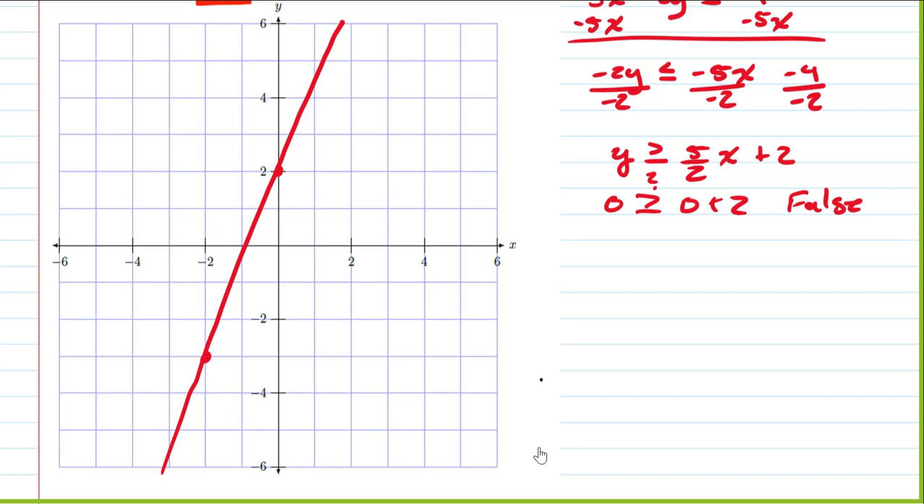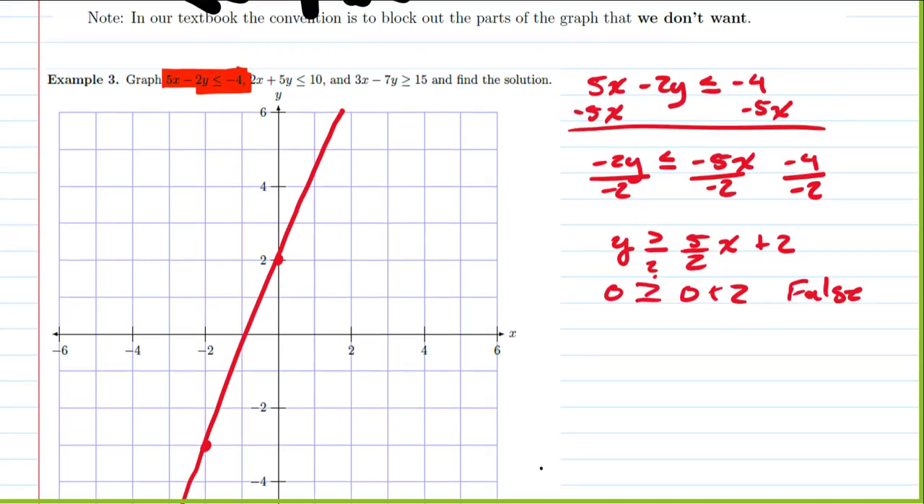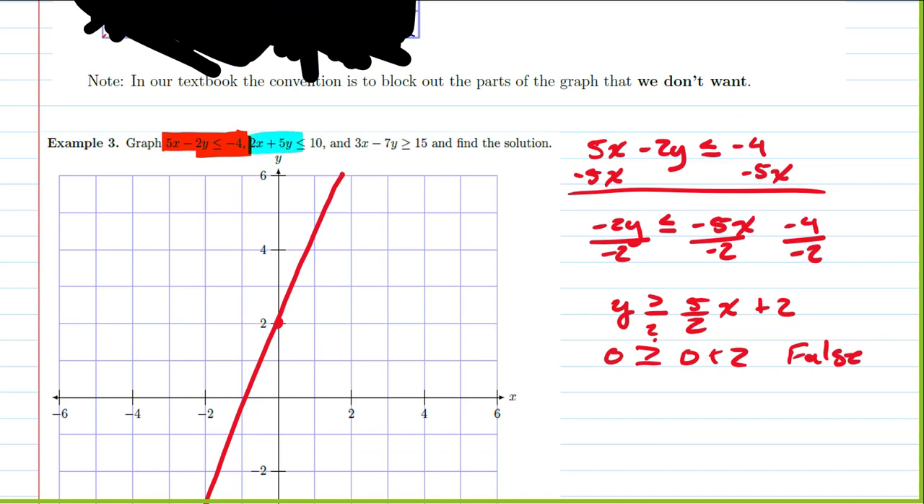So then if this is not in the solution set, that's going to be the side that we block off, right? I'm going to wait to block it off for a second because it makes it hard to graph things. So let's take a look at our next set.